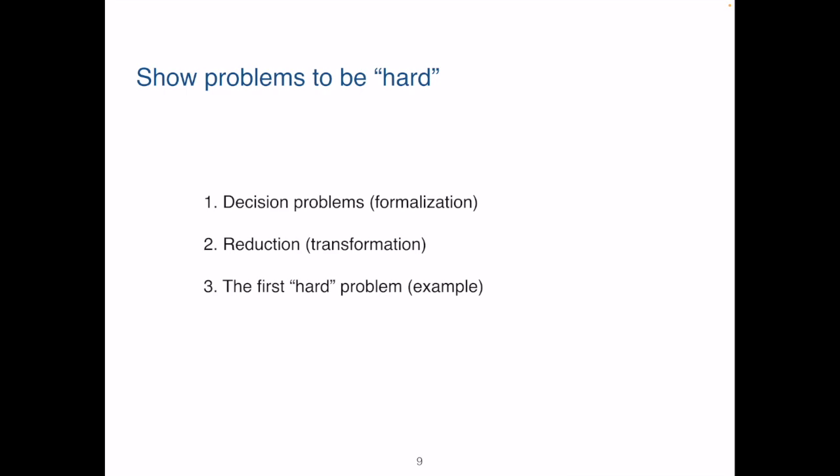There are three key concepts before we reveal the theoretical work. First, we formalize the problems as decision problems. That is, the answer can only be yes or no. Then we show a technique, reduction, that transforms different problems in polynomial time, such that we'll be able to show which problem is harder than another one. Last, we show an example hard problem and show how other hard problems can be compared with it.